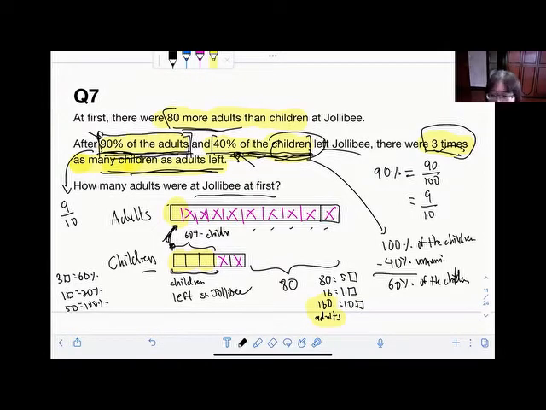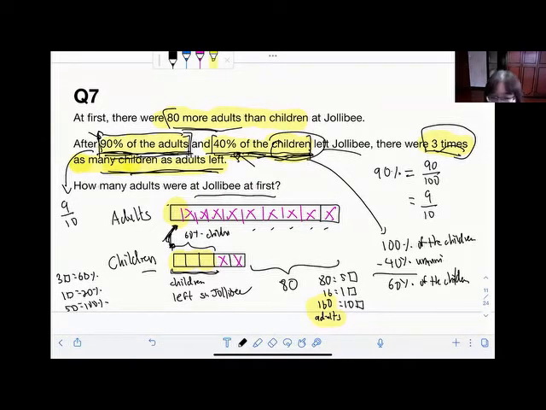Because if you draw 4 out of 10 boxes, okay, when you say 90% of adults, 40% of children, if you do 9 boxes there and 4 boxes here, you are actually assuming that the number of adults and the number of children are the same. You're assuming that the 90% of adults is parang 1 box of the adults is the same as 1 box of the children. Pero it's not. Yan na yung problema. So we can draw the adults, but we're at a loss for the children.